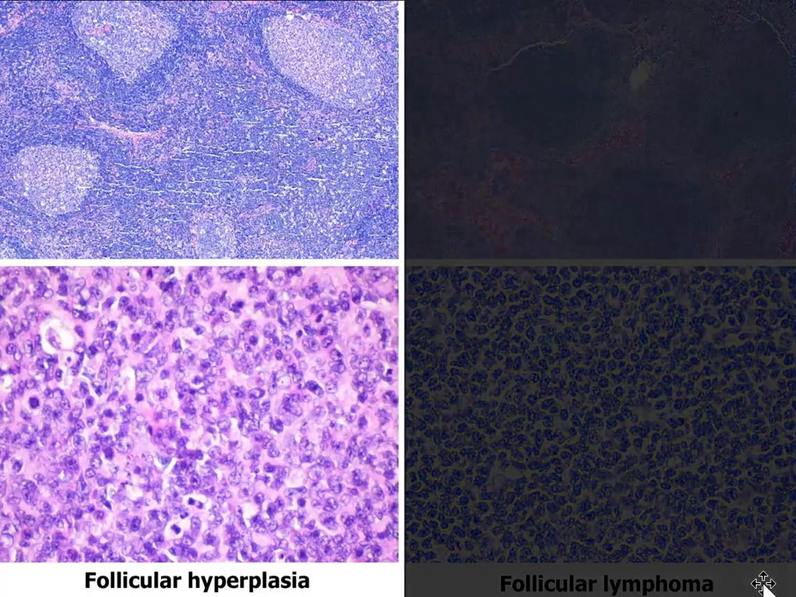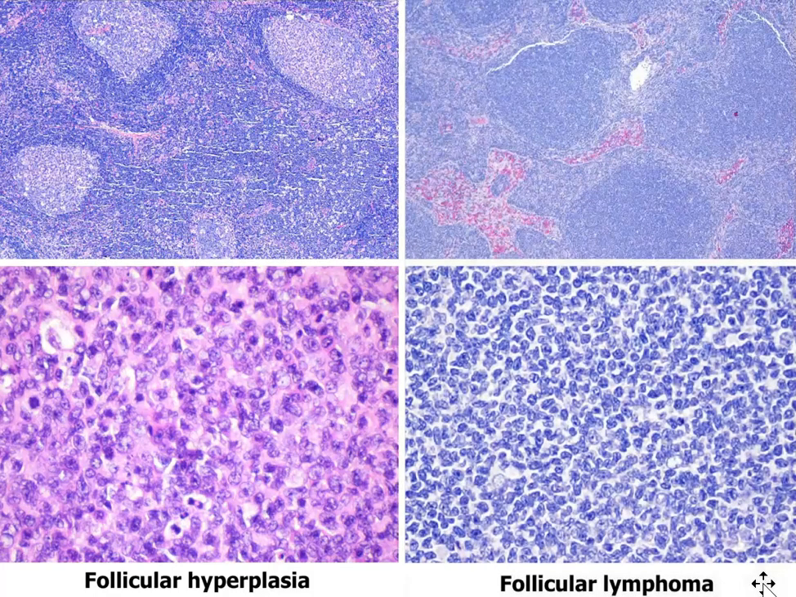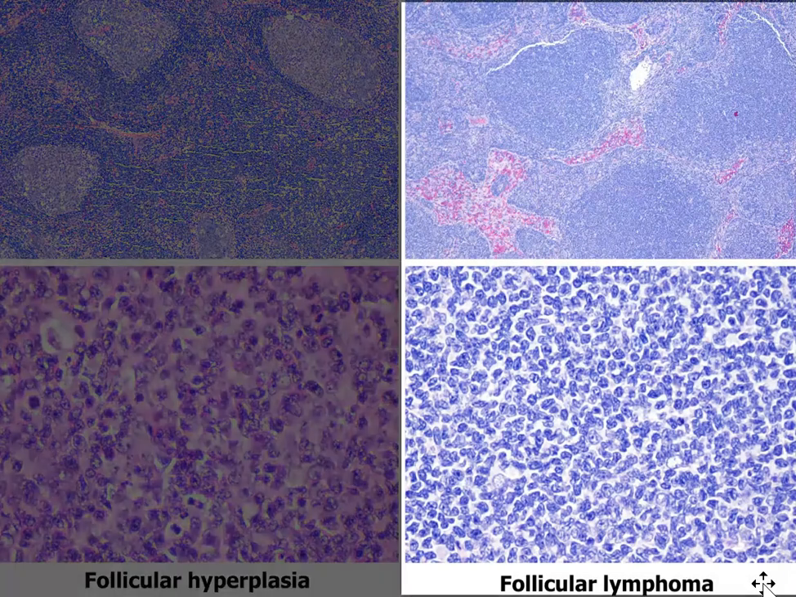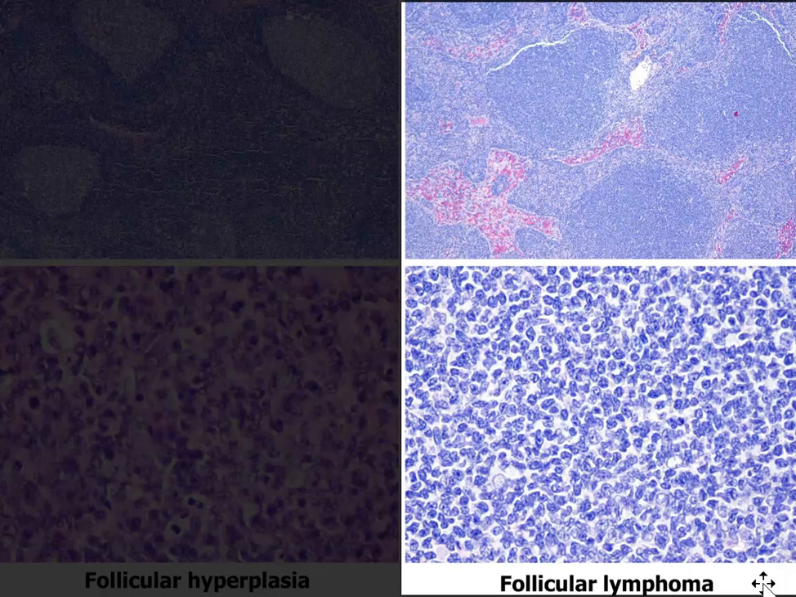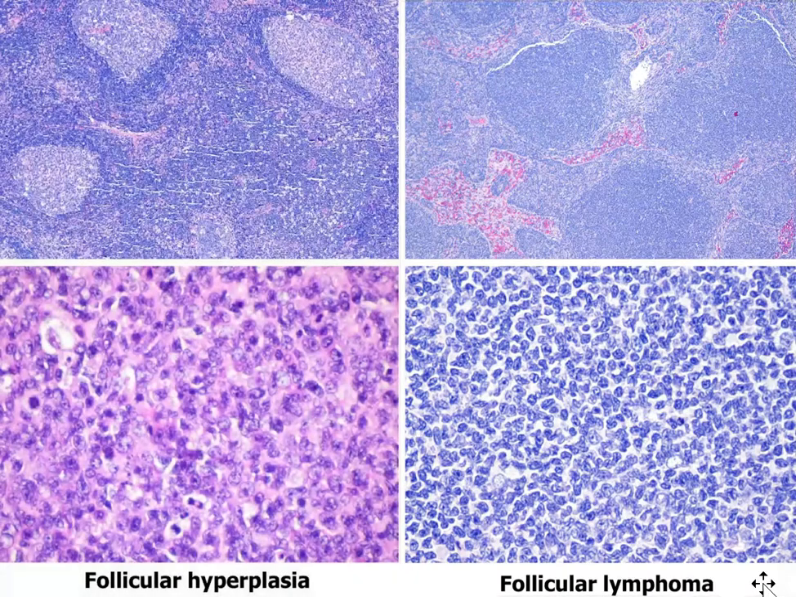On the left, you can see follicular hyperplasia featuring large follicles with hyperplastic germinal centers comprising a mixture of centroblasts and centrocytes with scattered macrophages. In contrast, we do not see a distinct mantle zone in follicular lymphoma on the right, which comprises large follicles composed of a uniform population of centrocytes. Hardly any apoptotic bodies or macrophages can be seen.